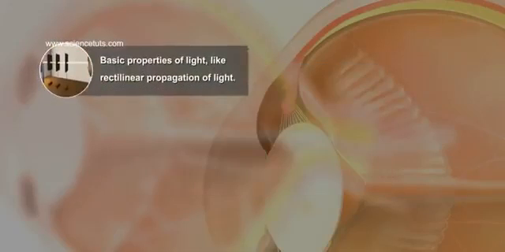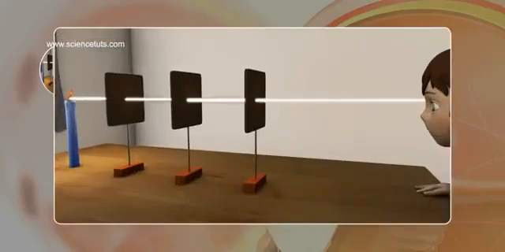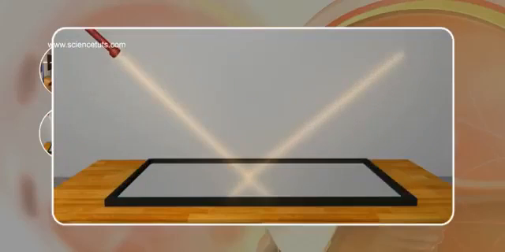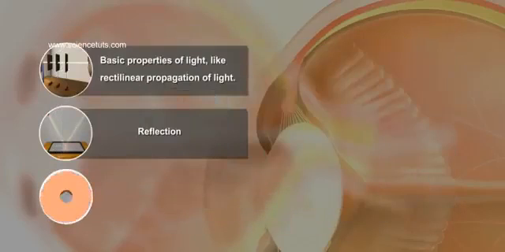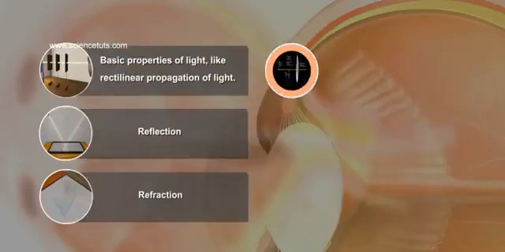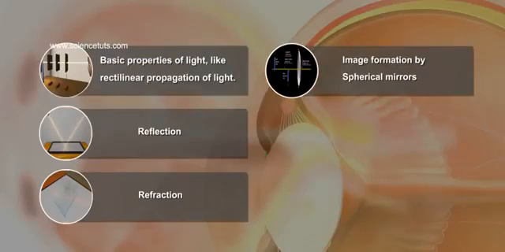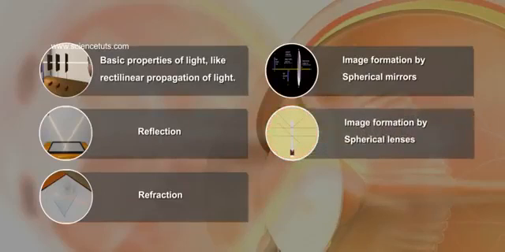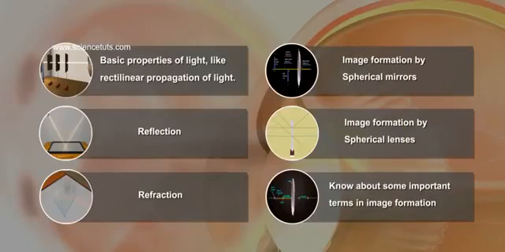Basic properties of light, like rectilinear propagation of light, reflection, refraction, image formation by spherical mirrors, image formation by spherical lenses, know about some important terms in image formation.